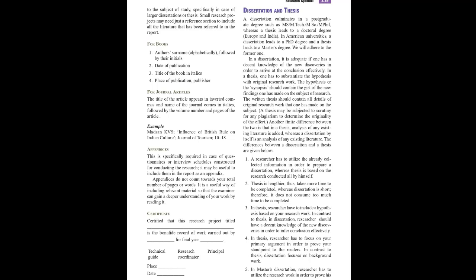1. A researcher has to utilize the already collected information in order to prepare a dissertation, whereas a thesis is based on the research conducted all by himself. 2. A thesis is lengthier, thus takes more time to be completed, whereas a dissertation is short, therefore it does not consume too much time to be completed. 3. In a thesis, the researcher has to include a hypothesis based on the research work. In contrast to a thesis, in a dissertation, the researcher should have a decent knowledge of the new discoveries in order to infer conclusions effectively.